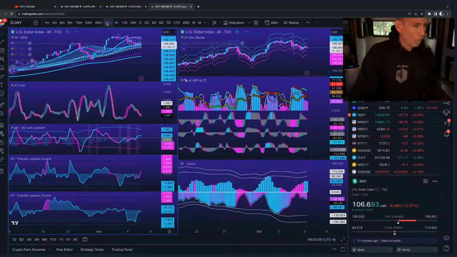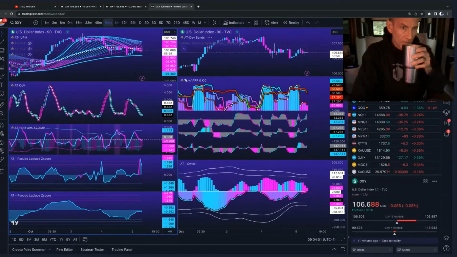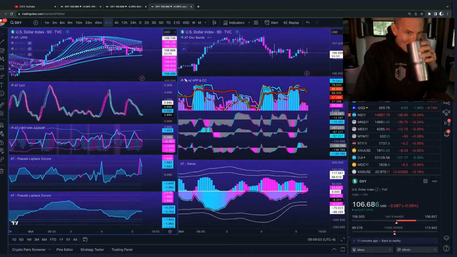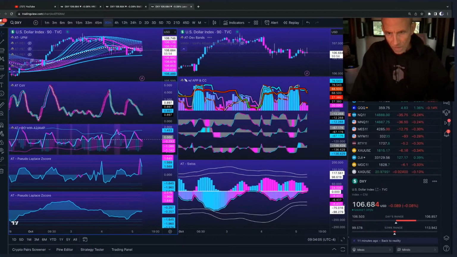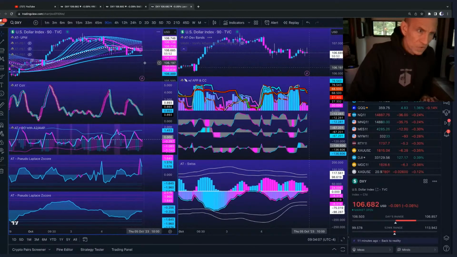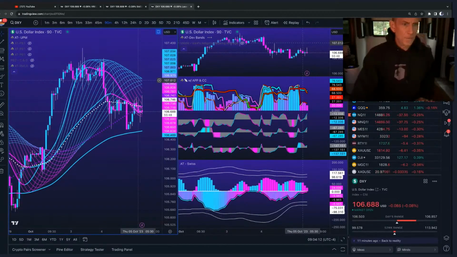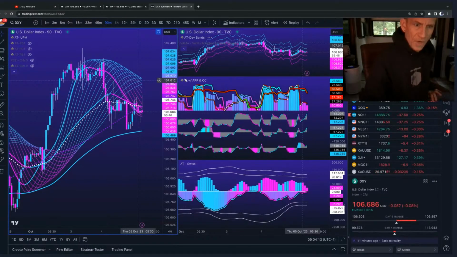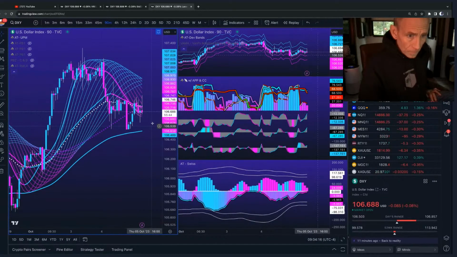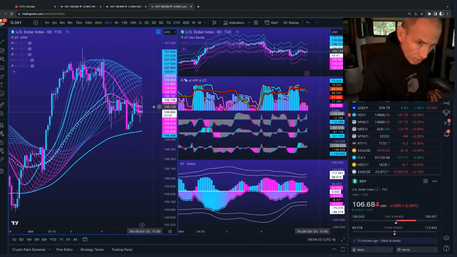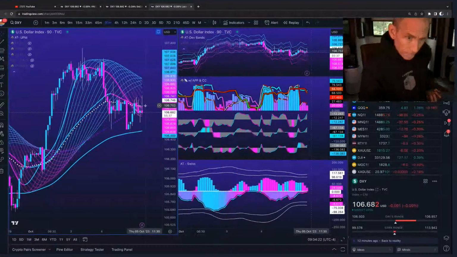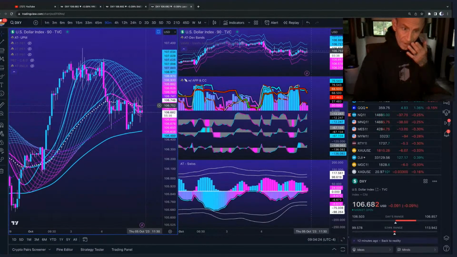Okay, since the 4, let's check this 90 minute here. This dollar party almost over for a bit. Well, we got the 90 minutes starting to flip around. Definitely dollar's going to want to get up above this wave trend. Wave trend's crossing down Fisher as we speak, too. It's going to be tough for the dollar.